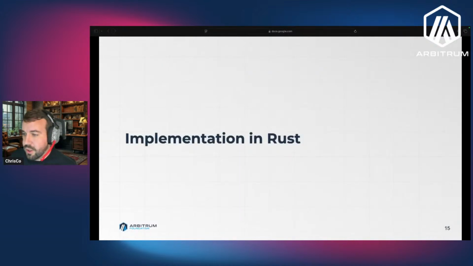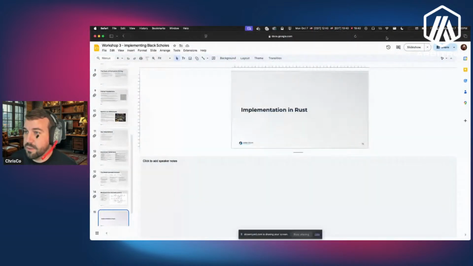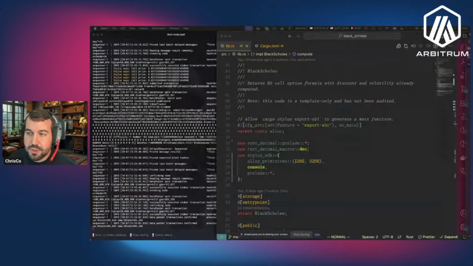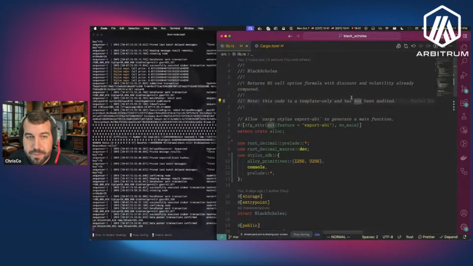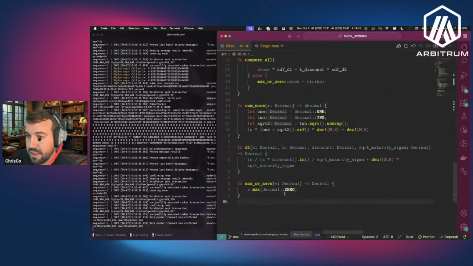Okay, moving on, let's go to the actual Rust code so that we can talk about that and showcase it. Let me move my Safari window out of the way. Now over here on the left, I've got my Nitro, my local Arbitrum node, which is already running. And over here on the right, this is only about 100 lines of Rust. So this is not a lot of Rust in order to implement the Black-Scholes equation.